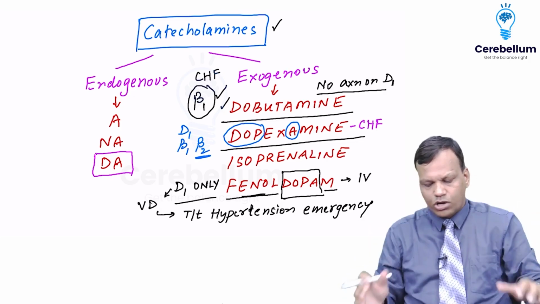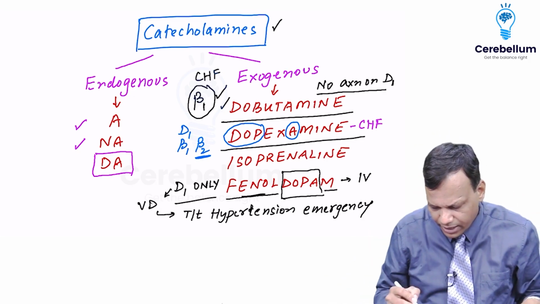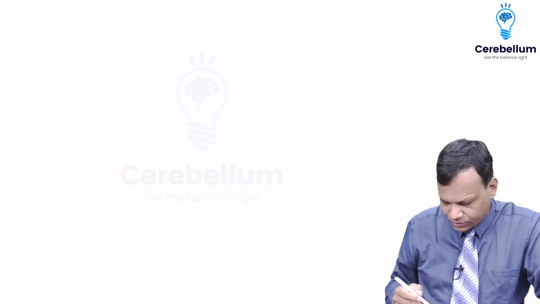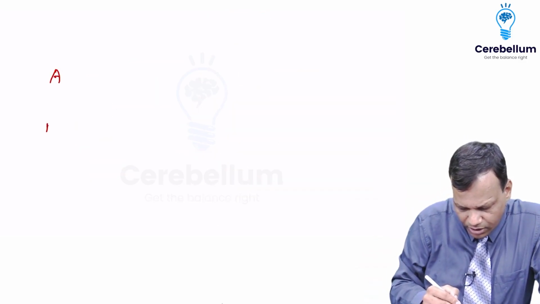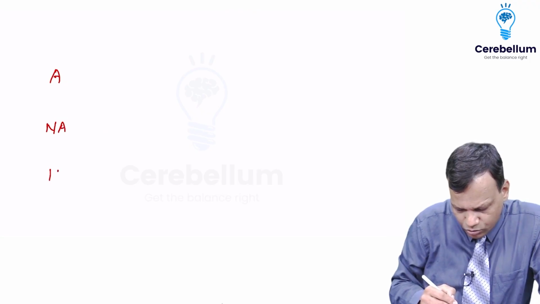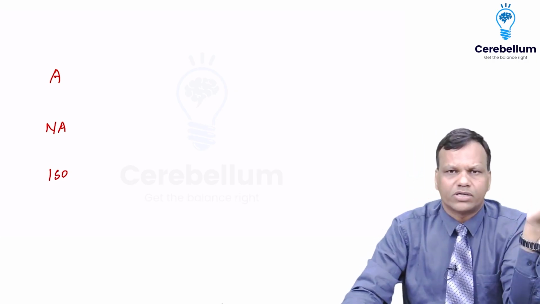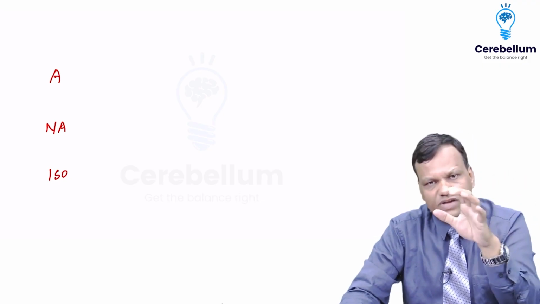Okay. So now we are left with the three drugs: adrenaline, noradrenaline and isoprenaline. We will discuss them together. Now, first of all, for remembering anything about the drugs, we need to know on which receptors they act. And remembering that is very easy.